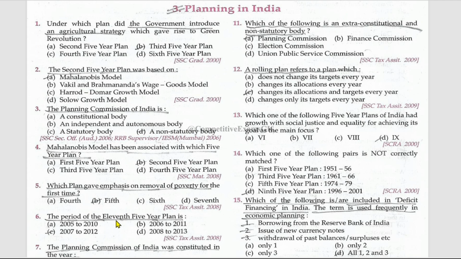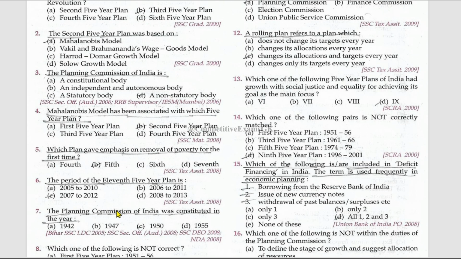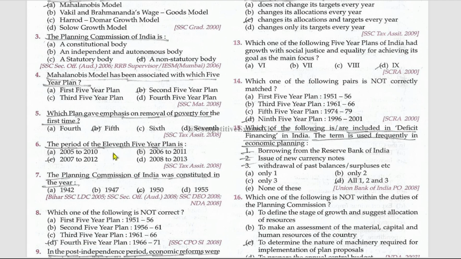The period of the 11th five-year plan is 2007 to 12. Mention in the comments how many five-year plans have been implemented in India before the introduction of the Niti Aayog. Okay. The Planning Commission of India was constituted in the year 1950.